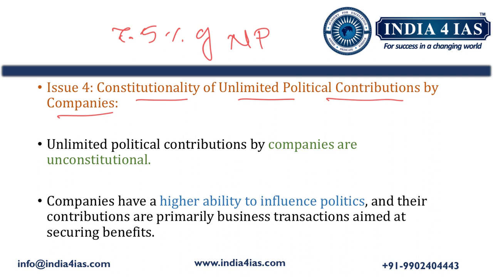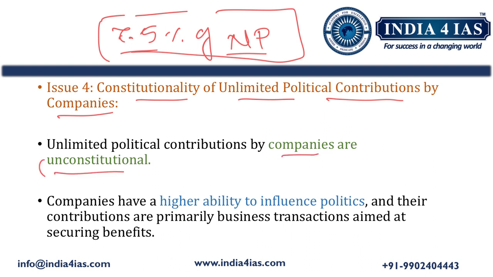The fourth issue addressed by the Supreme Court is the constitutionality of unlimited political contributions by companies. Earlier, we had studied that the government had removed the cap that only 7.5% of the net profit can be donated to political parties. This cap was removed by the government to introduce the electoral bond scheme. The top court said that unlimited political contributions by companies are unconstitutional. Why? Because companies can be either in profit or in loss. By removing this ceiling clause, the government made it so that companies which are in profit and which are in loss can both donate for political funding.